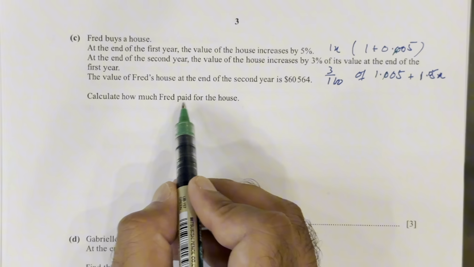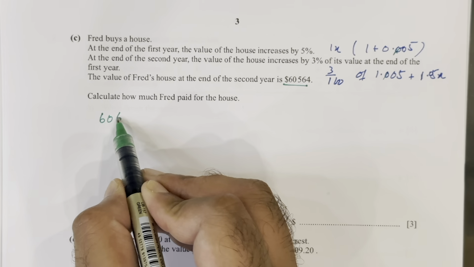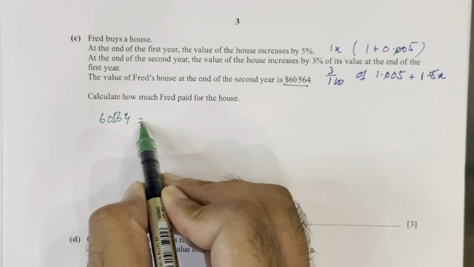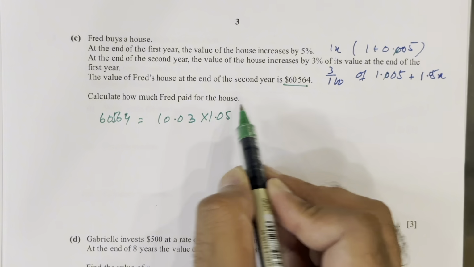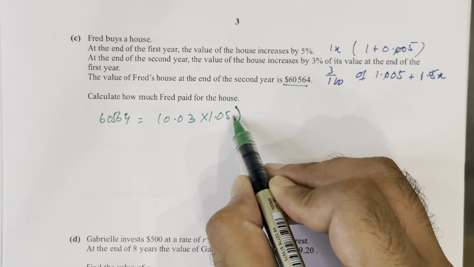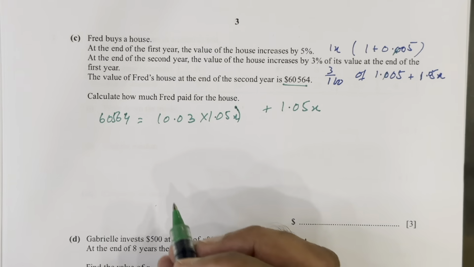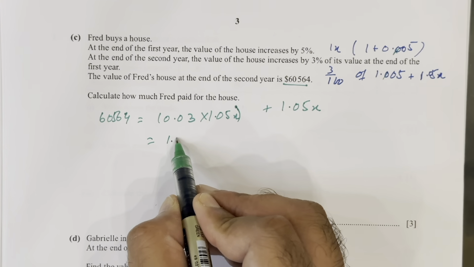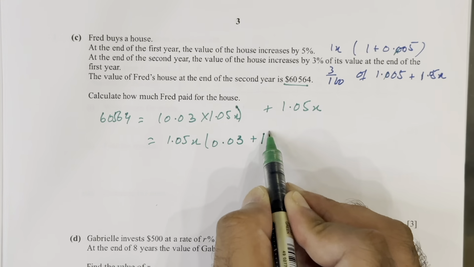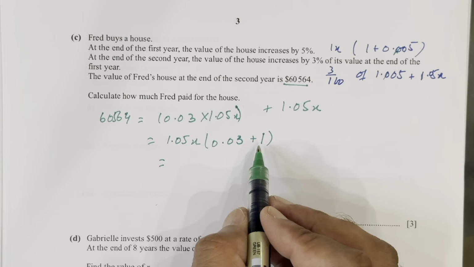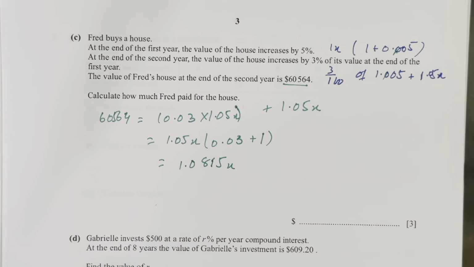Okay, calculate how much Fred paid for the house. We know that its second year is 606564, and the amount is 0.03 multiplied by 1.05. We get this from here, plus 1.05 X. After solving it, taking 1.05 X as common, we get 0.03 plus 1, which is 1.03 multiplied by 1.05, and it would be 1.0815 X.